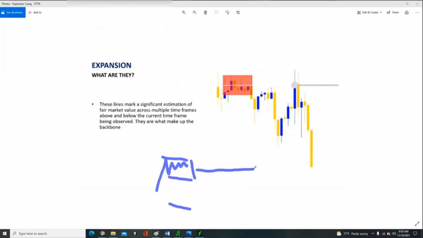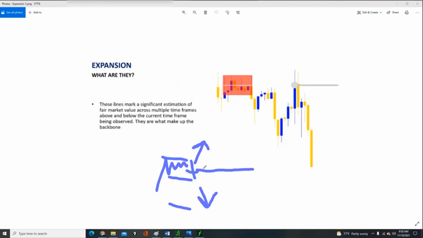So these lines mark a significant estimation of fair market value across multiple time frames, above and below the current time frame being observed. So basically, whenever price leaves your contraction phase, you need to draw a line right in the middle of your box. That is your expansion line. If we're above the line, then people are bullish, right? If they're below, they're bearish. So now, that's all we got so far.